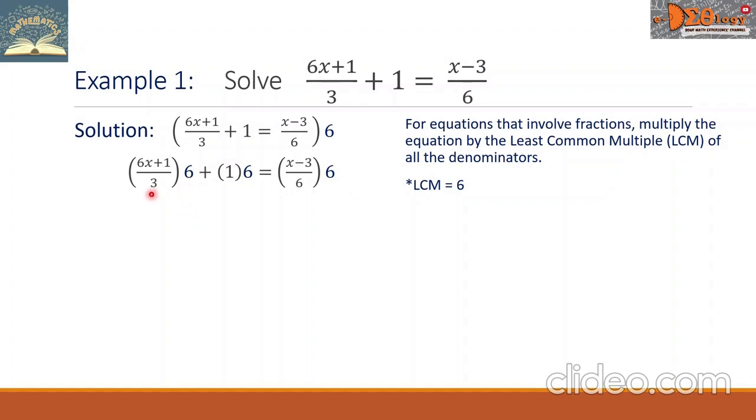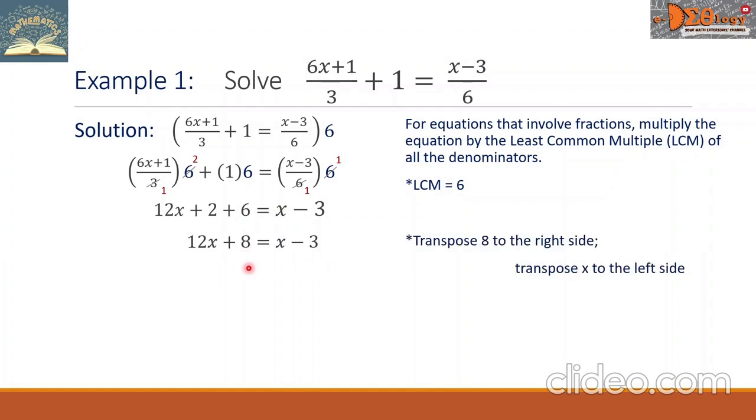The 6 and the 3 cancel out. 6 becomes 2, 3 becomes 1. Plus 1 times 6, later we write the product, equals, we can cancel this 6 and this 6. Both become 1. In the first group, this 2 here, we multiply to 6x plus 1. So we have 12x plus 2, then 1 times 6 is plus 6 equals, we write down the x minus 3 here. Then we simplify this 2 plus 6 becomes 8.